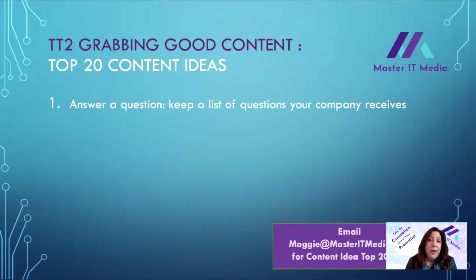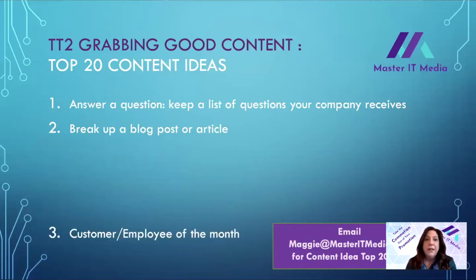That's a great way to decide what to post. Break up a blog post or an article. If you already have content, don't recreate the wheel. This whole series that I'm doing right now could be my content for the whole entire year. I'm just going to break it up into 10 to 12 posts a month and use them as my blog posts, as my posts on social media.